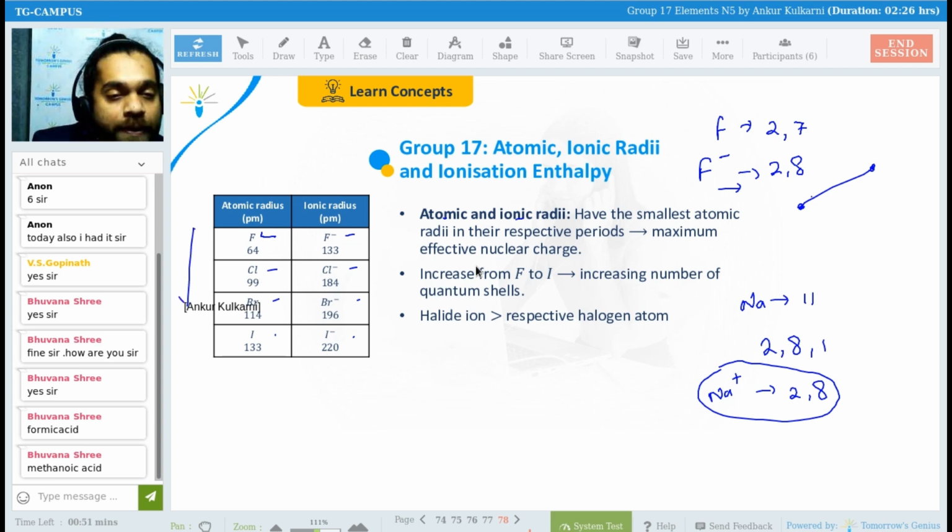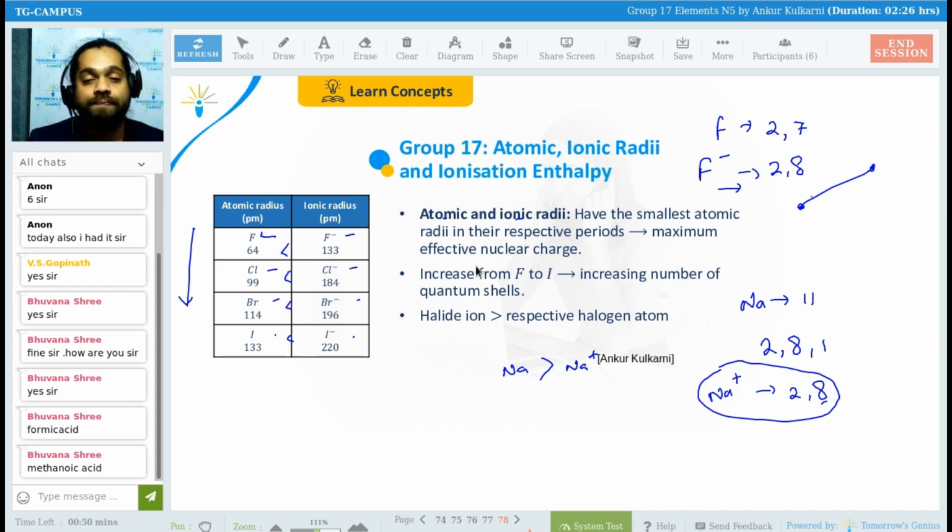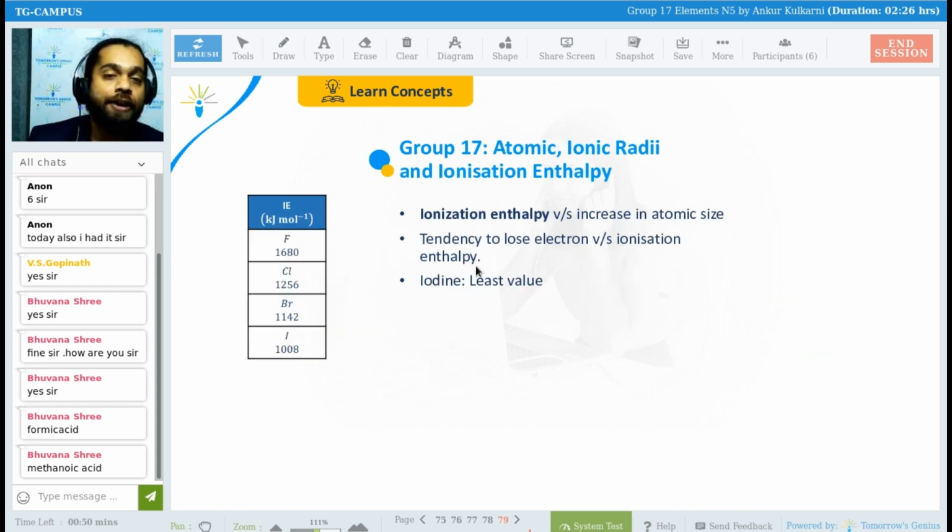So as you go down the group, obviously atomic radii will also increase, ionic radii will also increase. But in the non-metals, always and always, ionic radii will be greater than the atomic. Okay, and in the metals it is opposite. For S block it is opposite because you remove one electron, so Na is greater than Na plus. Clear? Sure.